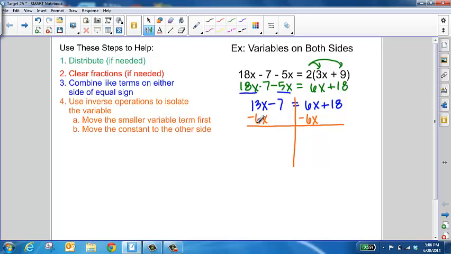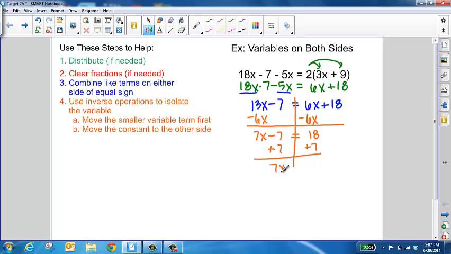You want to make sure that you line it up underneath the 13x since those are like terms. So 13x minus 6x is 7x. Drop down your minus 7. Drop down your equal sign. 6x minus 6x is going to subtract to 0, so we're just going to be left with the 18, so we're just going to drop that down. Then you want to move the constant to the other side. So since our constant is that negative 7 or minus 7, we're going to add 7 to both sides.